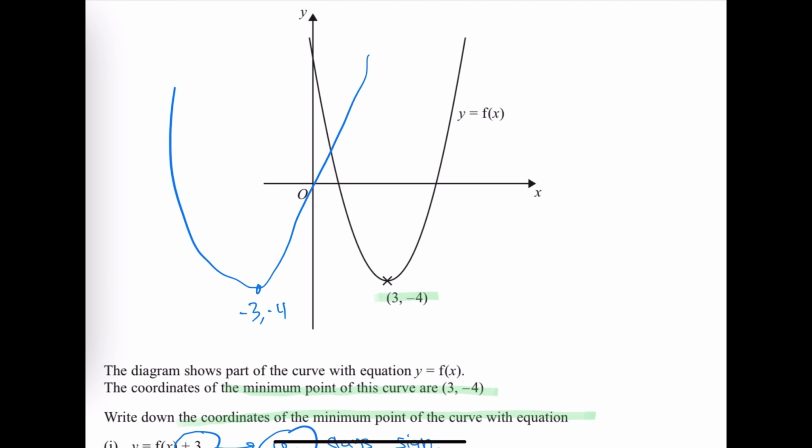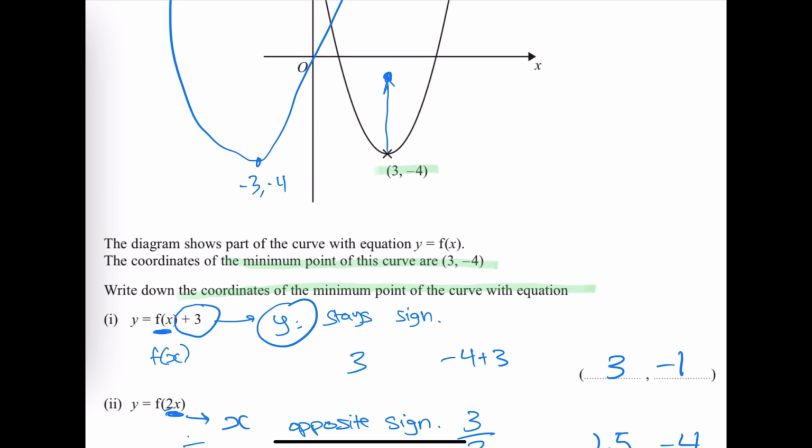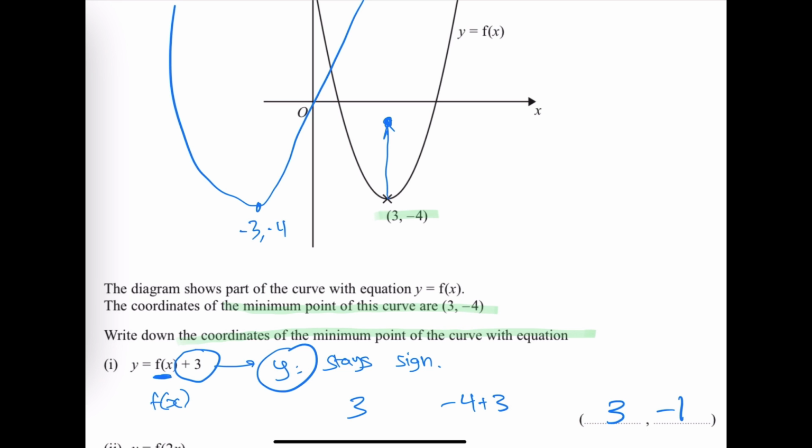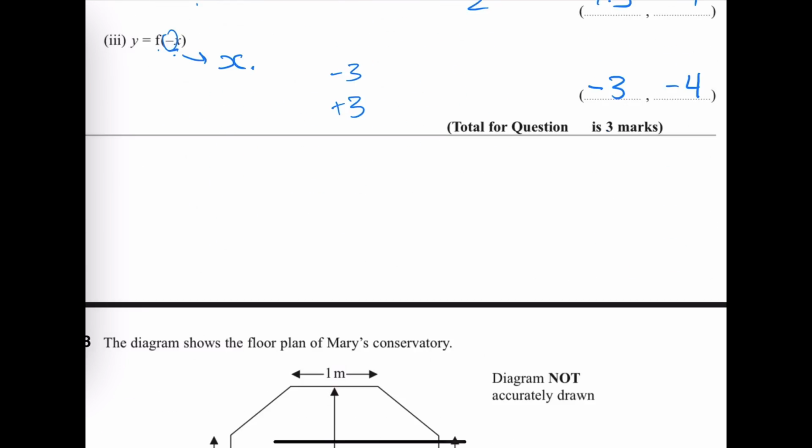Here, plus 3 just means that it goes up plus 3 in y. And over here, it just times 2, so that just means that it will go more like that.